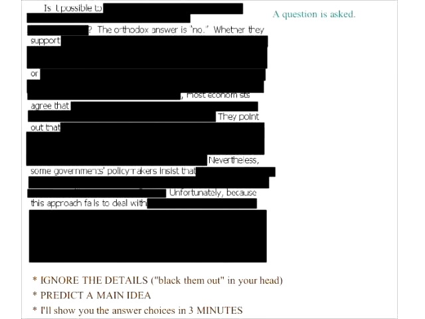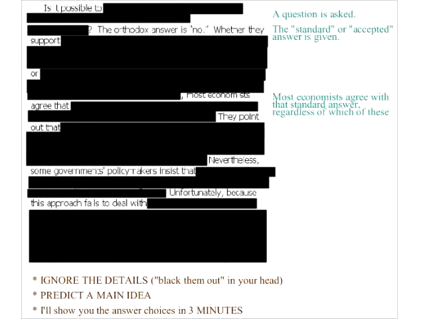So the standard or accepted answer is given. And most economists agree with that standard answer, regardless of which of these two things they believe. And here's why. Because that's the evidence part. They point out that blah, blah, blah.